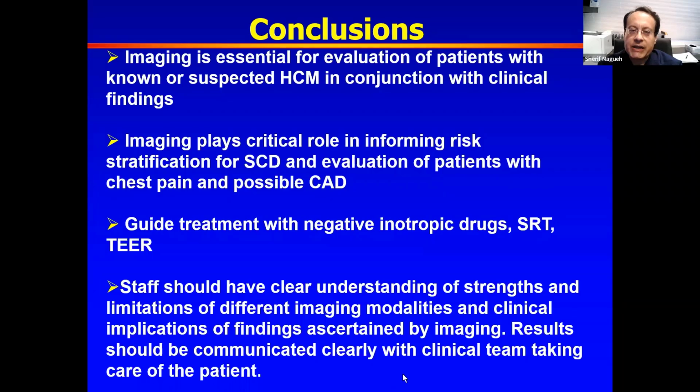I see a question also related to provocable gradients, asking how to interpret dobutamine stress in hypertrophic cardiomyopathy. Here the dobutamine stress is only used if the patient is not able to exercise. If the patient is not able to exercise, we would use low-dose dobutamine, not to exceed 20 mics, and you're looking for obstruction that is caused by systolic anterior motion of the mitral valve. You are not looking for intracavitary gradients.